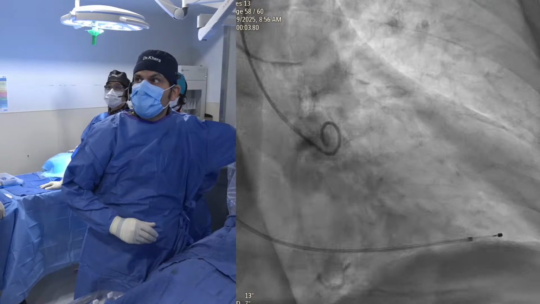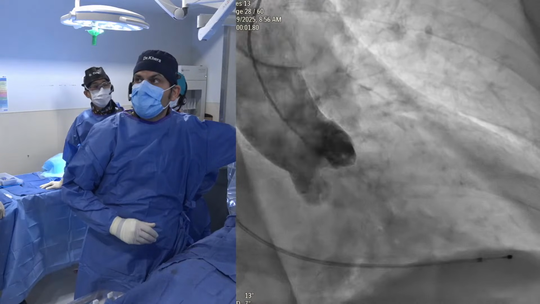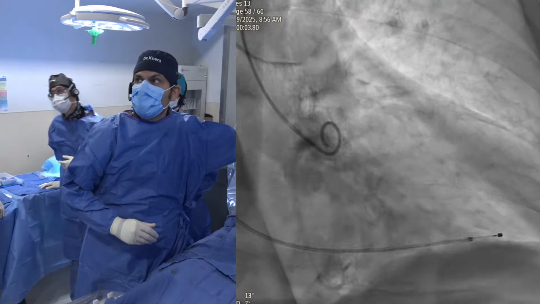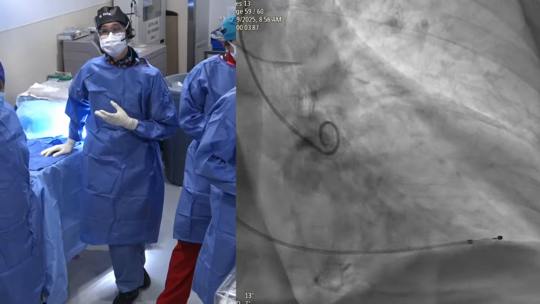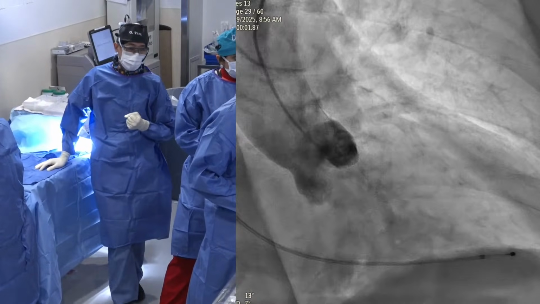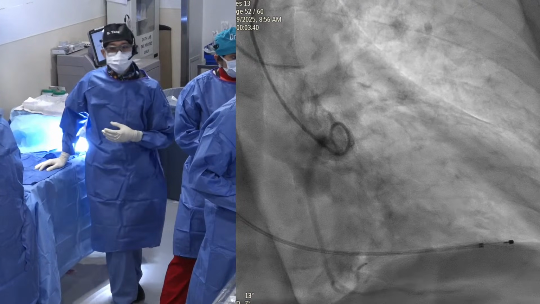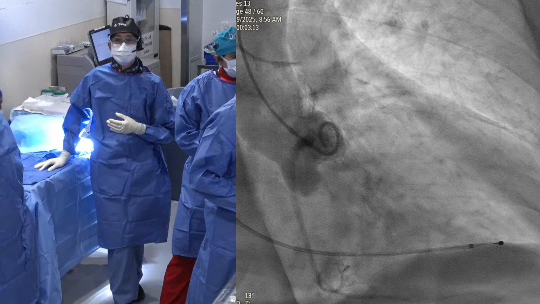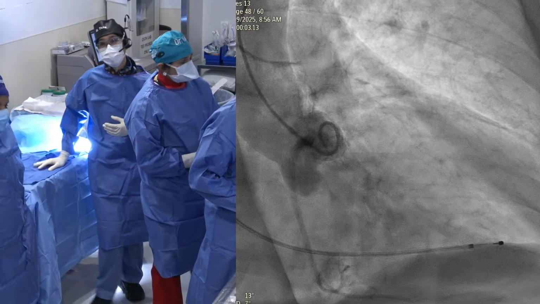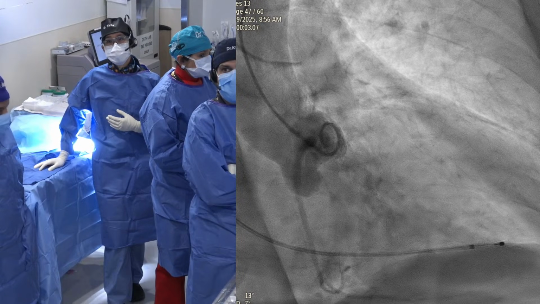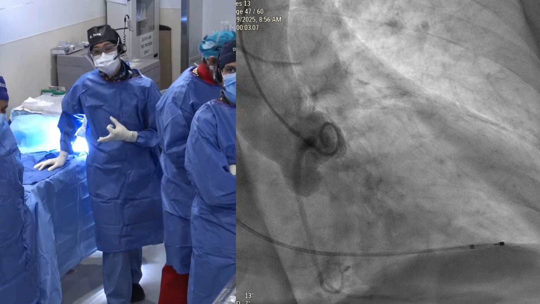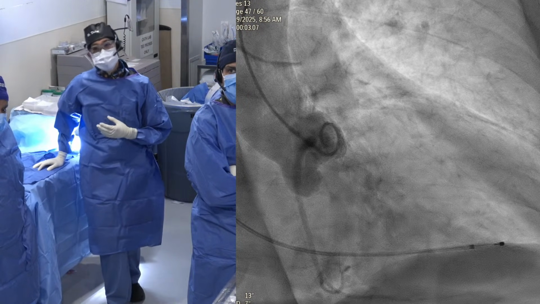This is typically an RAO-caudal view. In this case, it's not that bad. RAO 13, caudal 7. So you can see that here, the reason why we do that, you see the non-coronary cusp is sprayed open. So when you try to land the Evolut or any self-expanding valve, you try to aim not to be too deep on that side because that's where the membranous septum is underlying there, and that's how you can cause heart block. So that's why we start with this view at the initial deployment with the Evolut platform.